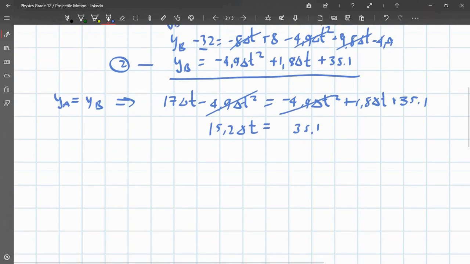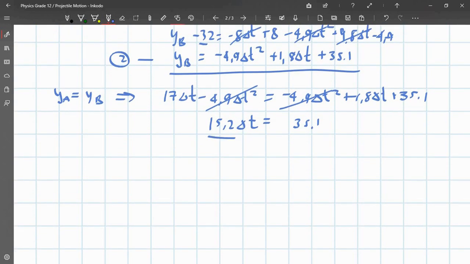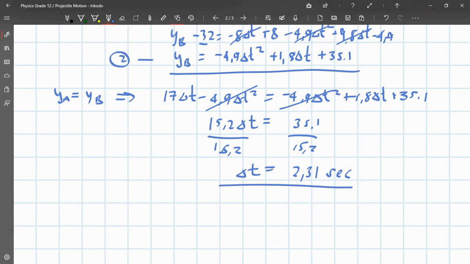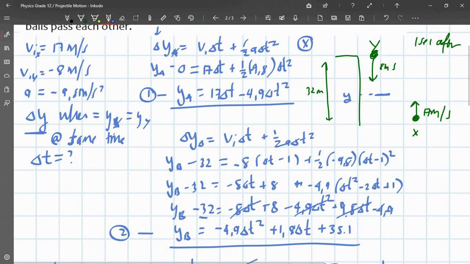Then what you do is simply divide both sides by 15.2, and the change in time will be equal to 35.1 divided by 15.2, and we get an answer of 2.31 seconds. The thing is, they asked you for the height that X would be above the ground. So what we do is we go back to either formula, but preferably this one here, where it's change in x. I've been using A and B when it's supposed to be X and Y, so sorry about that.